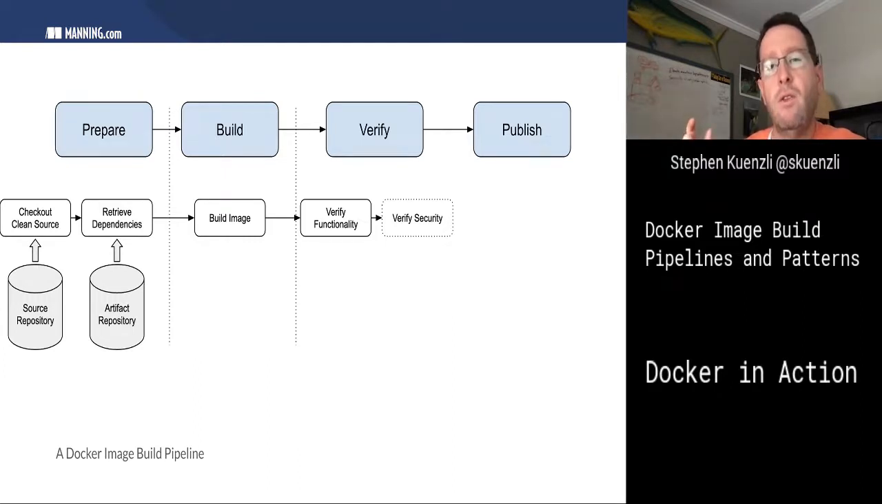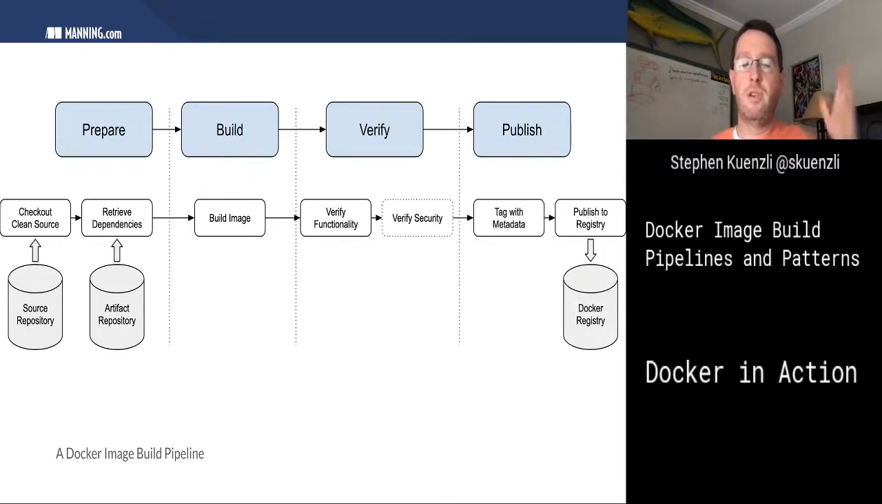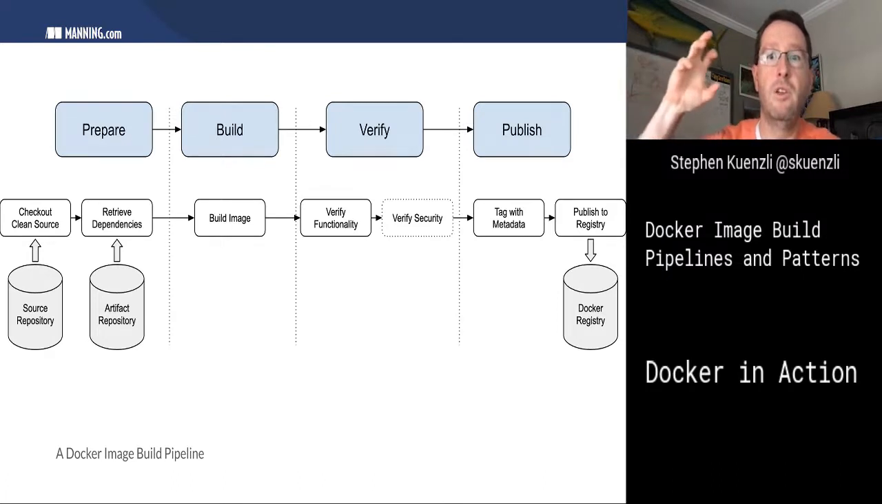And then you can verify that the image was built correctly. You can do some things to make sure that the right files are in there, that they have the right permissions, etc. You can also do things like vulnerability scanning. Once we're pretty sure that it's a good image, we can tag it and then publish that image to a registry for that image to be deployed somewhere.